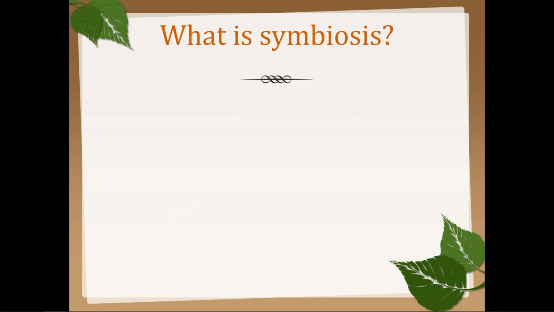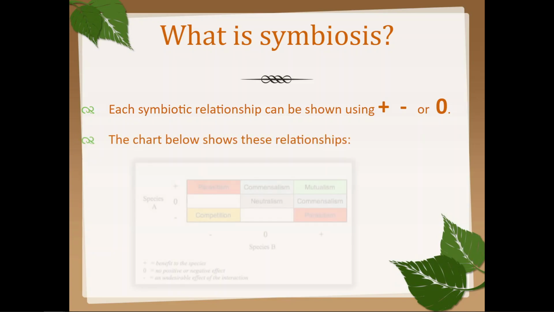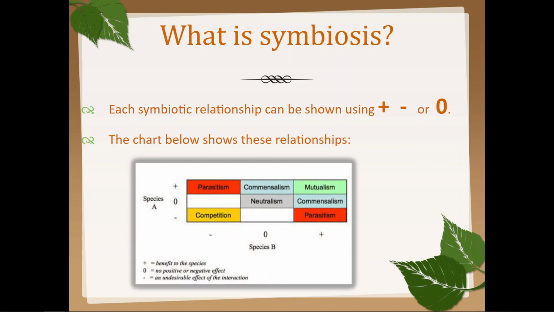In symbiosis, relationships are often described using symbols. The symbols that we're going to use are a plus, a minus, or a zero. The plus indicates a benefit, a minus indicates a harm, and a zero indicates no effect. Let's look at how these symbols apply to different symbiotic interactions.